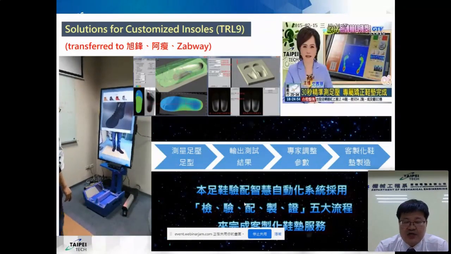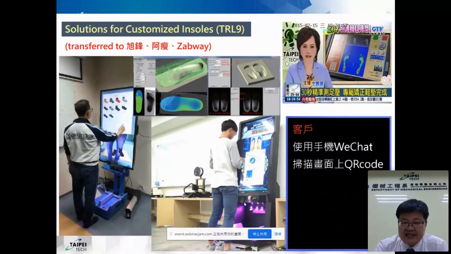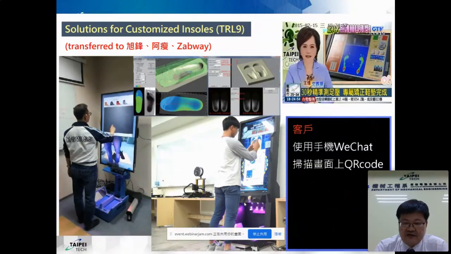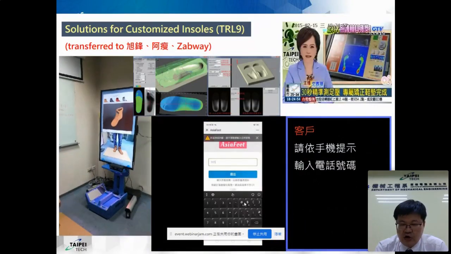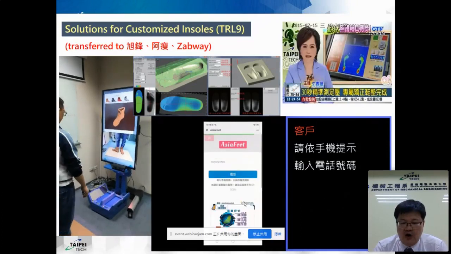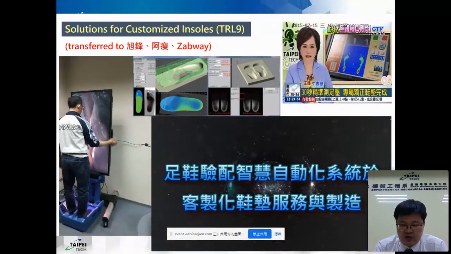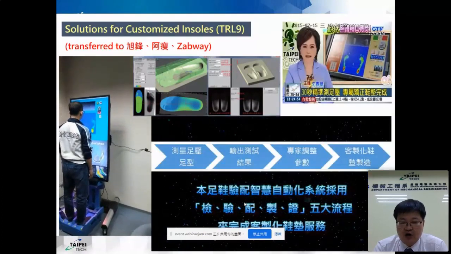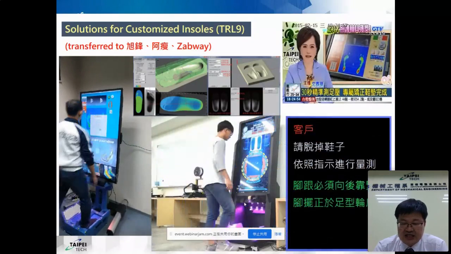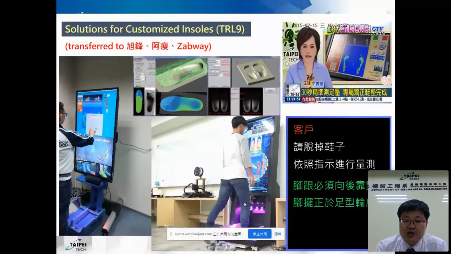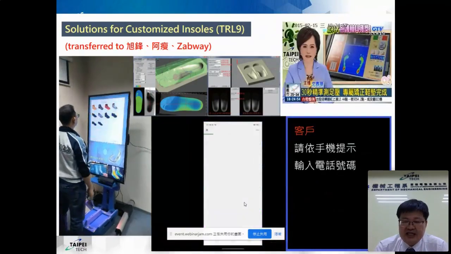We just stand on the machine. It will do the scanning, and the scanning will produce a lot of design data. You can use your cell phone to scan the QR code to have the record, and you can see the report on your cell phone. If you want to order your own insole, you can send this QR code to the seller. The sales person will scan your QR code and send it to the machine to print. So that's the process. Then the 3D printer will print the insole in real time.